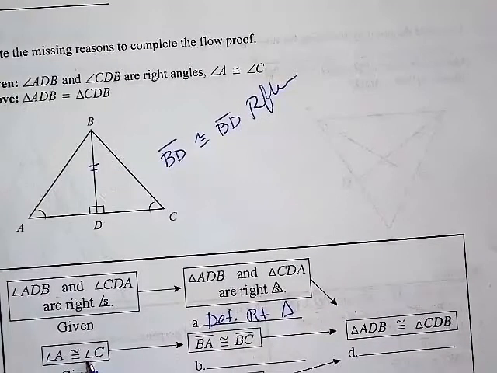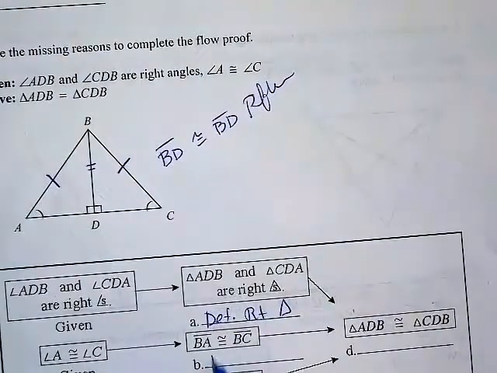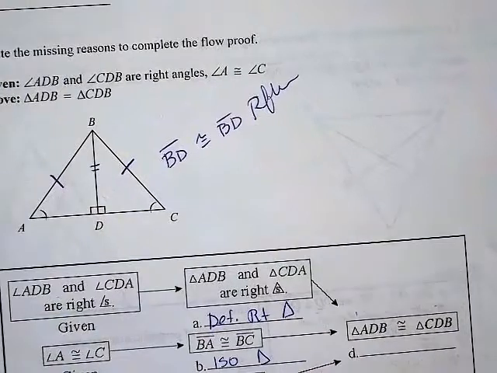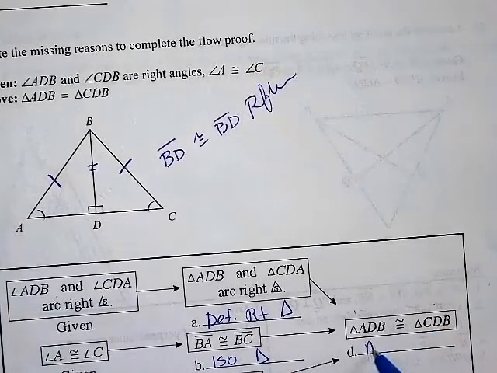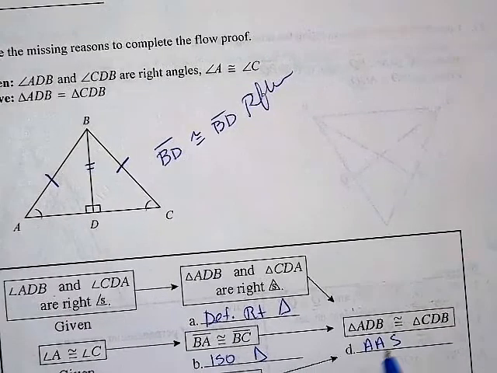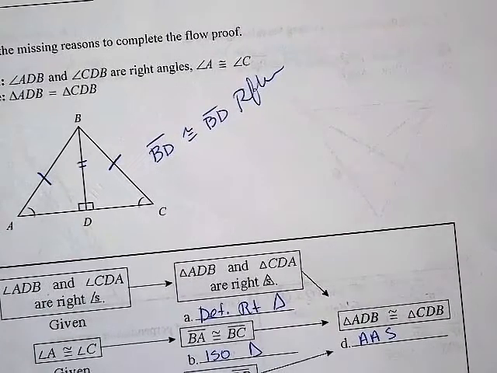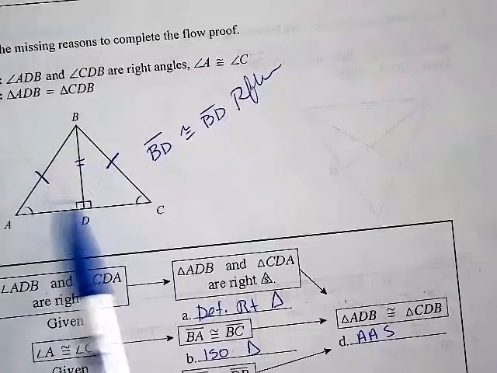Angle A is congruent to angle C, given. That tells you that this side and this side are congruent because of the isosceles triangles. Therefore, the triangles are congruent by angle, angle, side. Right? DB is congruent to DB by reflexive. Angle, angle, side.